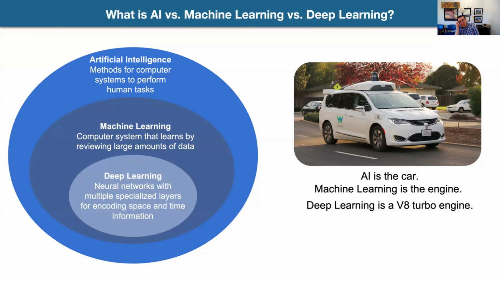Within the class of machine learning, what has driven a lot of the innovation in the past decade or so is deep learning, a subclass of machine learning that features neural networks with multiple specialized layers for encoding all kinds of different information, such as space and time information, but also audio, image, video, genetic sequences, what have you. You can think of deep learning as a very specialized type of engine, a really powerful engine. It's not necessarily the best engine for every task, but for the tasks it's specialized for, it can do really well.